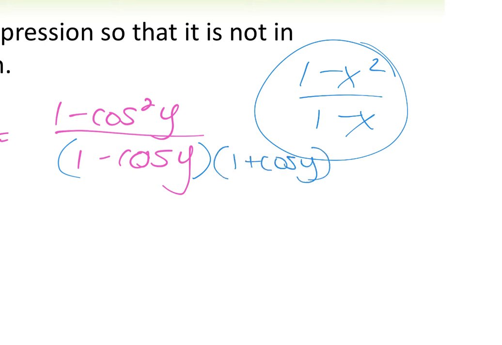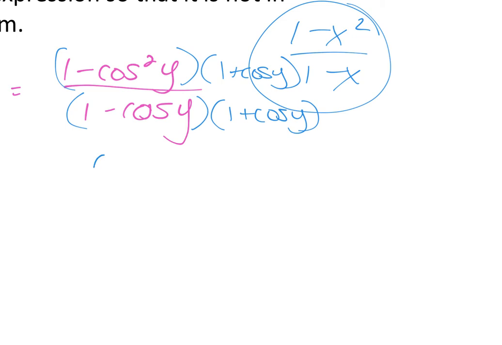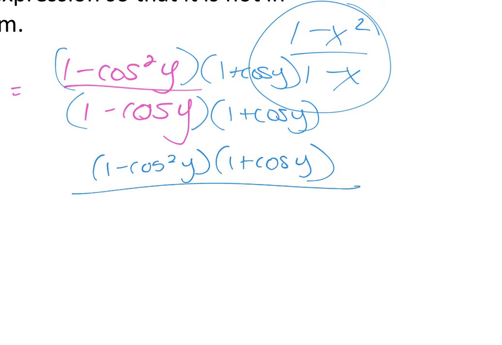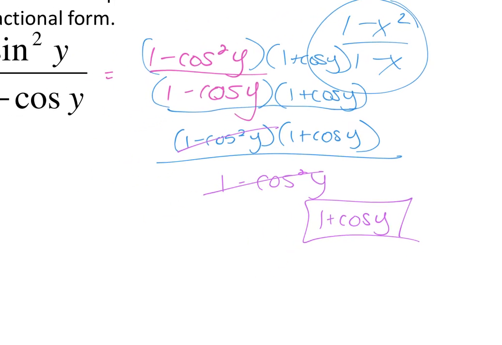Yeah, exactly. But you're still going to have it in the bottom, just with the opposite sign. So this would be 1 minus cosine squared y times 1 minus cosine y over this multiplied out, which is the difference of two squares, 1 minus cosine squared y. Then you could cancel this and you could get 1 plus cosine y. That is one way to do it.